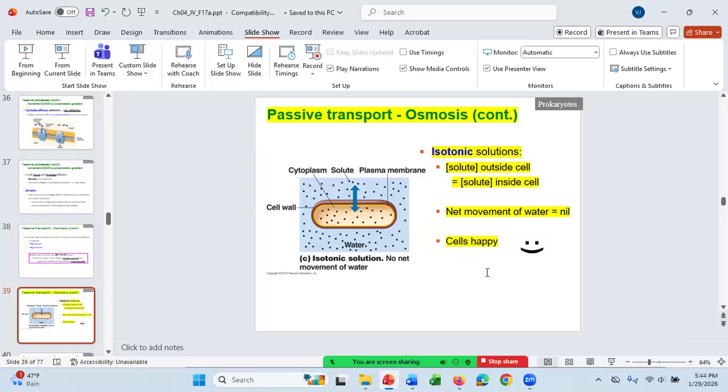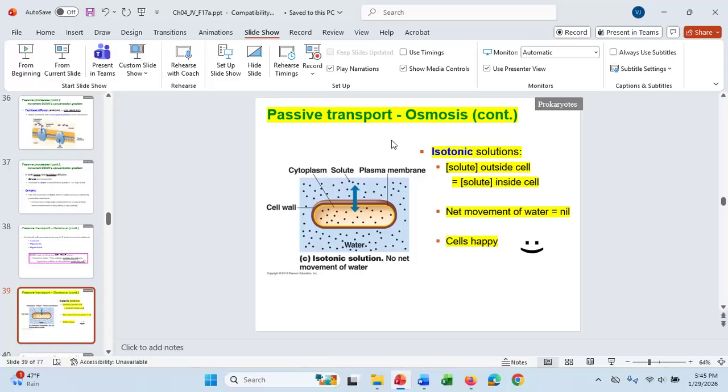Isotonic solution is the easiest one to explain, and that is where the solute concentration outside the cell is equal to the solute concentration inside the cell. That means there will be no net movement of water into the cell. The cells will be happy. They'll stay alive. They don't have water moving into the cell. They don't have water moving out of the cell, which could kill the cell. A cell in your blood, for example, like your red blood cells, are inside an isotonic solution.